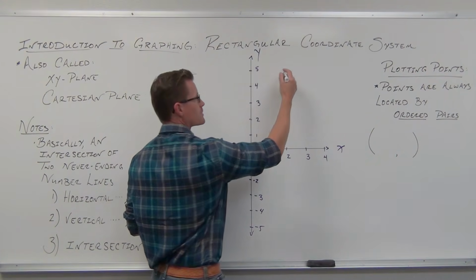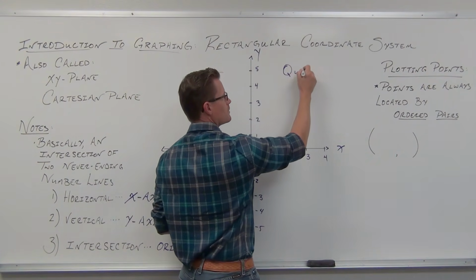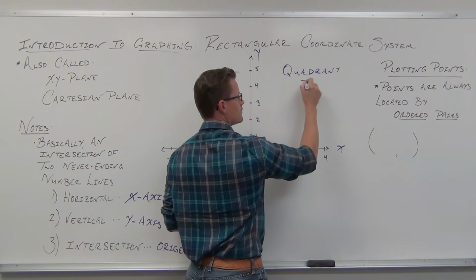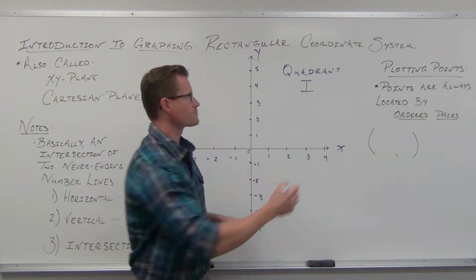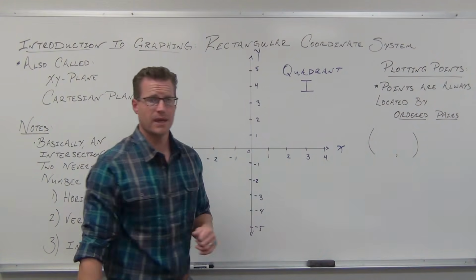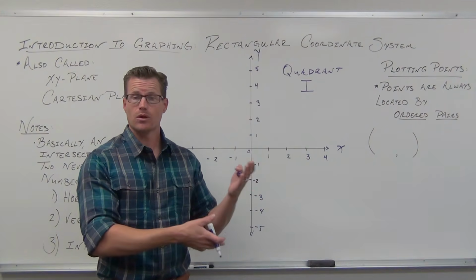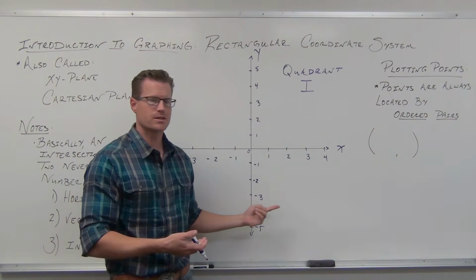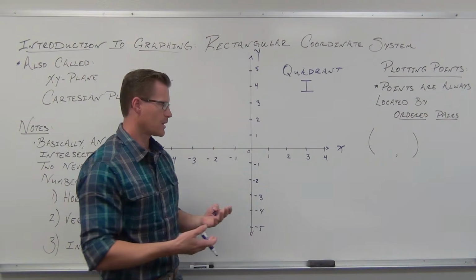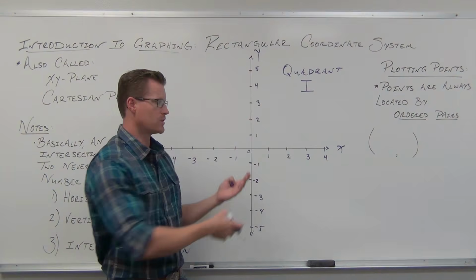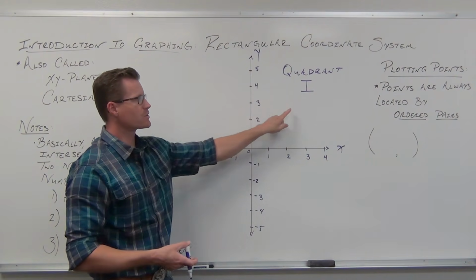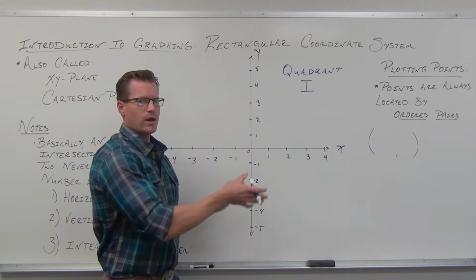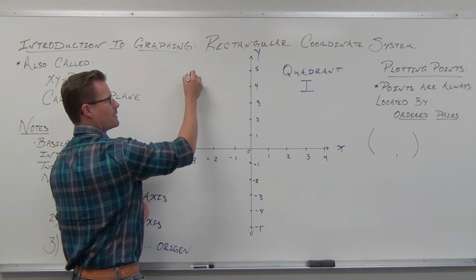So we're going to call this, using Roman numerals, quadrant 1. How we label our quadrants is working our way around counterclockwise. The reason why we work our way around counterclockwise is convention. We could have done it this way, I suppose, but we've all chosen to go quadrant 1, 2, 3, and 4. We don't skip around. So quadrant 1, cool.